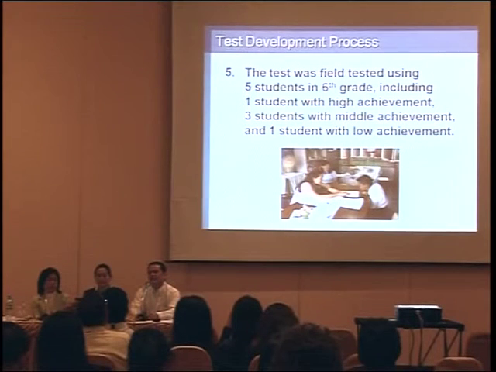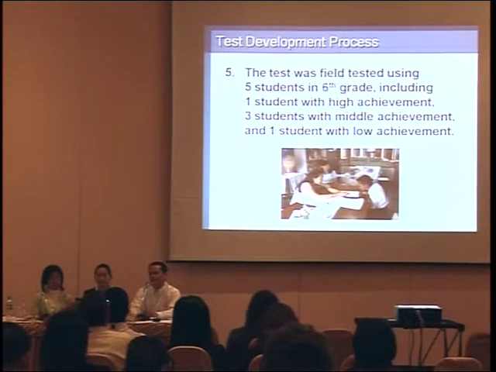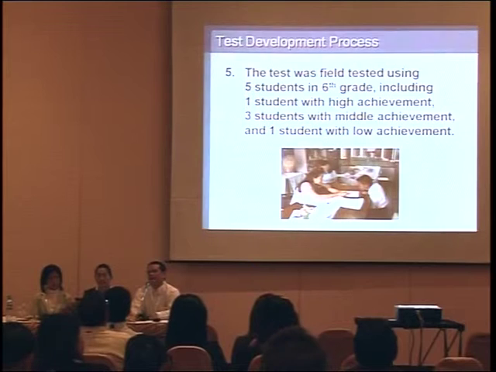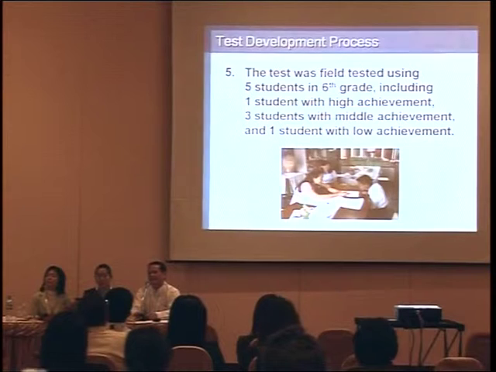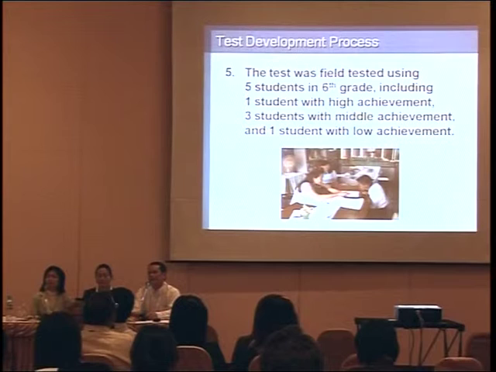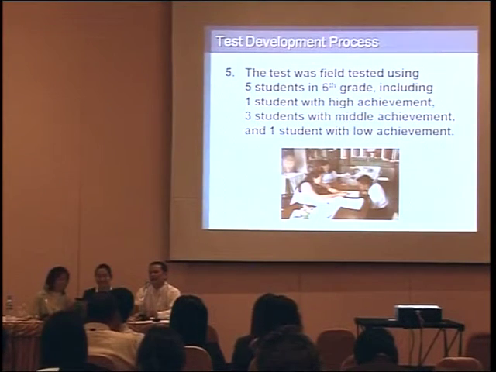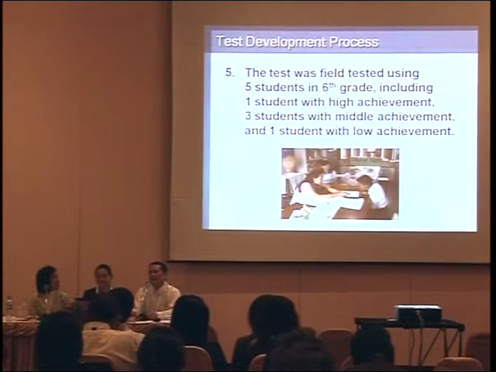and take it to five students in the pilot, six students in total: one is high achievement, three are middle achievement, and one student is low achievement. In this process, I want to make sure that the language I write in the paper can be read and understood by the student. You can see one researcher observing the student. When I take the paper to the student, I observe and interview the student.